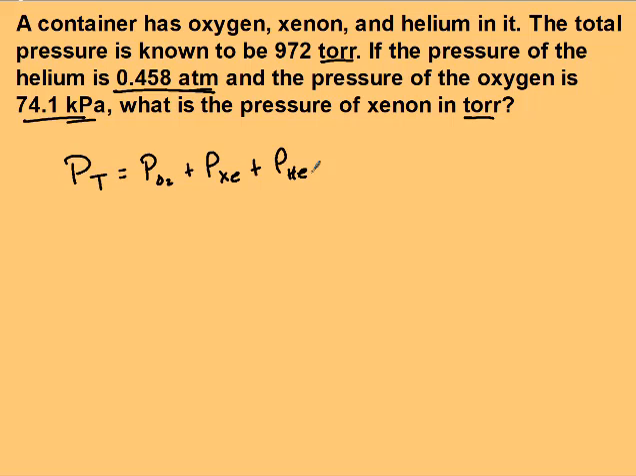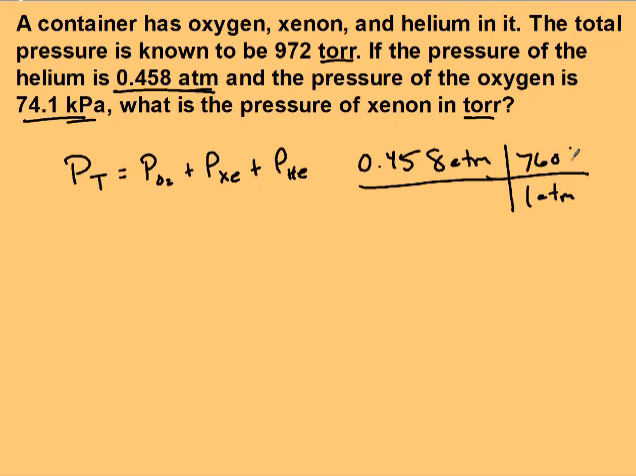So when I plug them in, I know where each one goes. So step 1, go ahead and convert your pressure of helium to torr, and then convert your pressure of oxygen to torr. Then plug in and then solve for your pressure of xenon. So converting my 0.458 ATM, remember that there's 1 ATM for every 760 torr. So we get 348 torr.